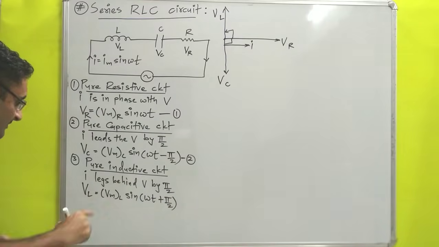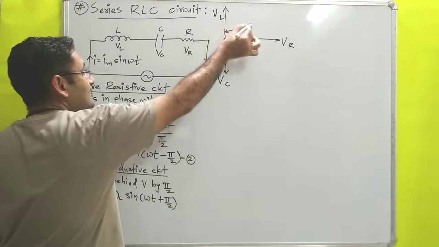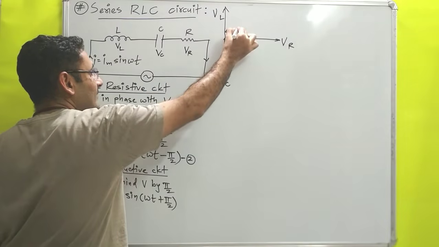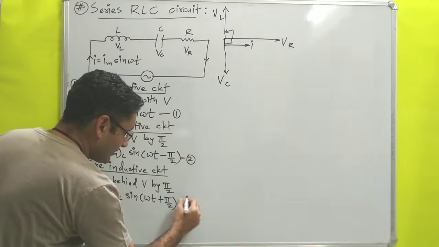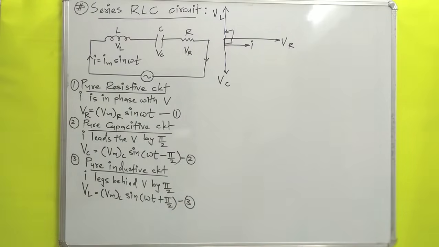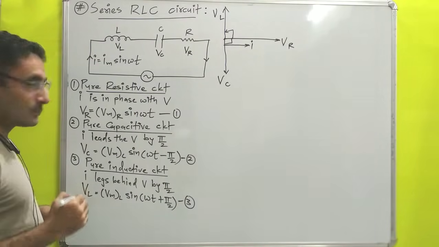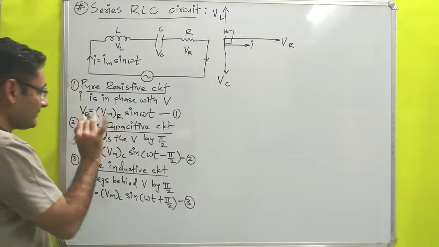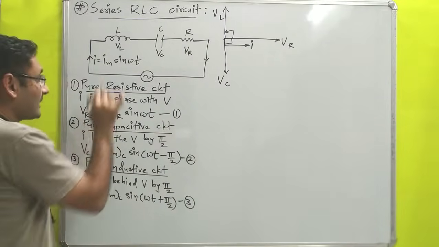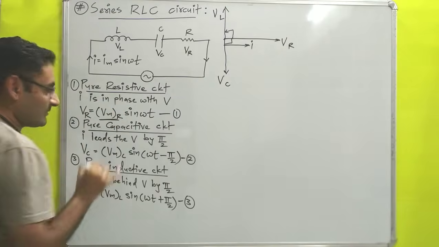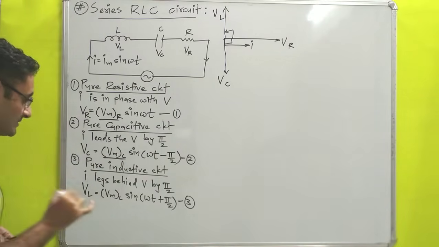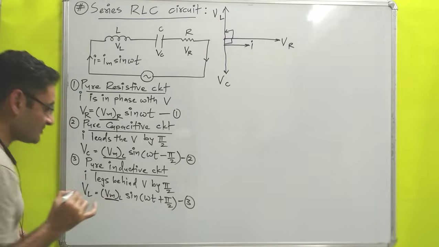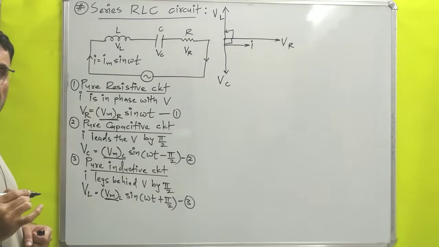Why plus pi by 2? Because potential leads, आगे चल रहा है कितना? pi by 2, 90 degree current से, so plus pi by 2. Suppose that is your equation number 3. Okay, now next what we can do, over here three values you have. When alone resistor is used, at that time maximum value will be this. When alone capacitor is used, then maximum value will be this. And when alone inductor is used, at that time maximum value would be this.